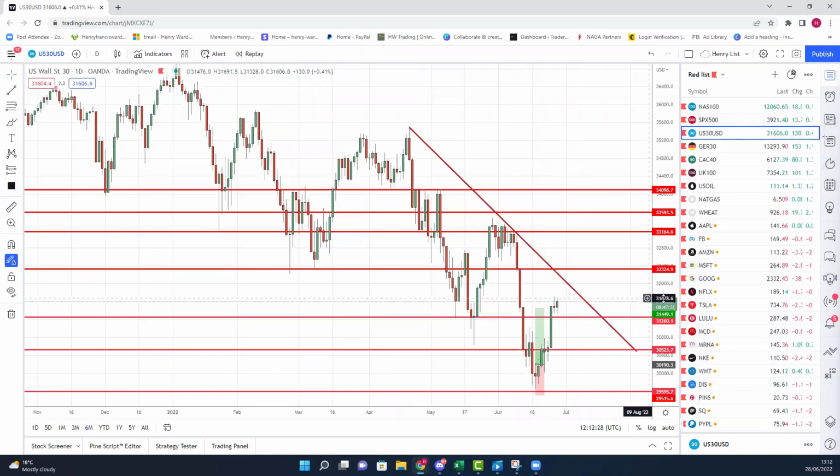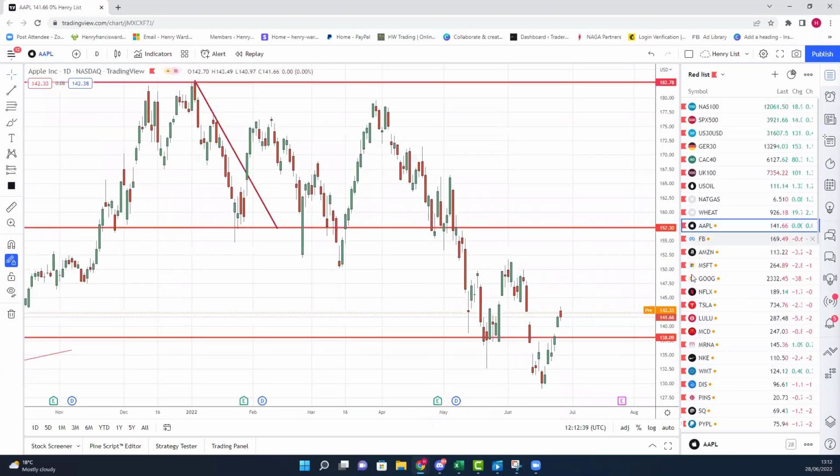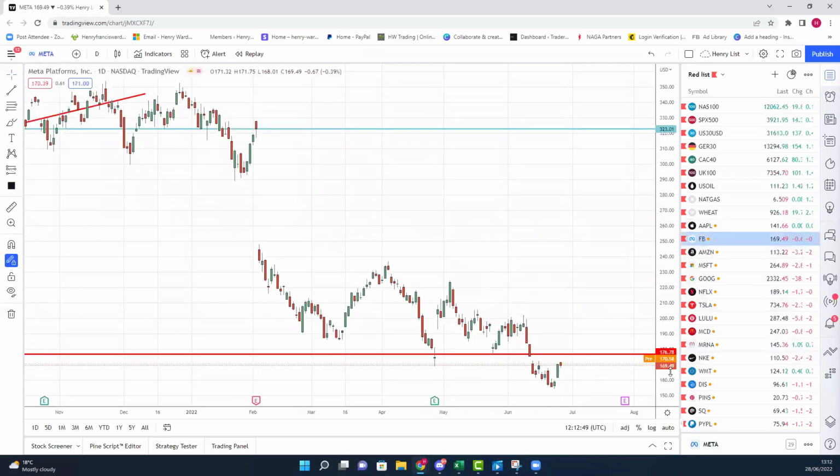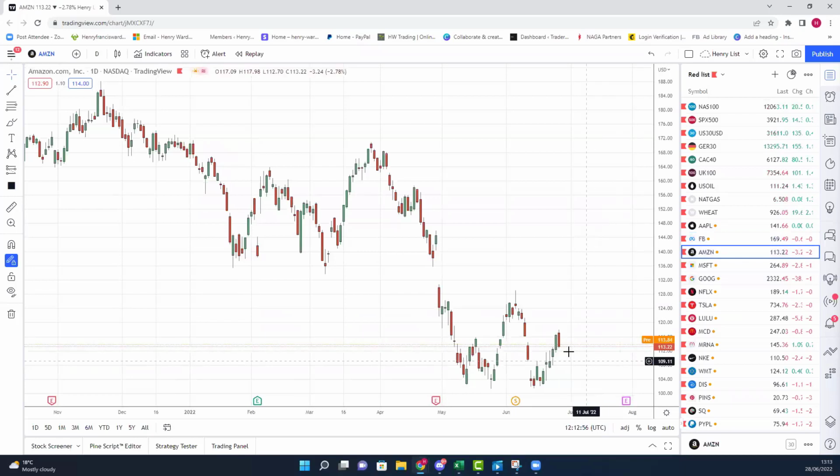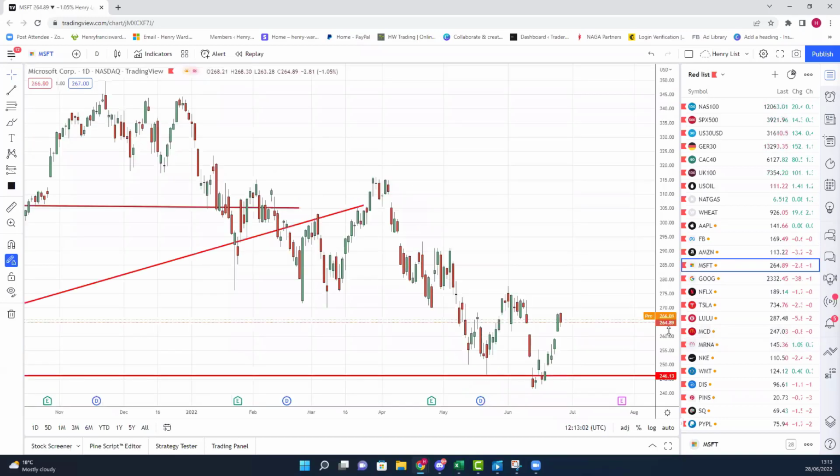Now, what we could do here is have a quick look at the top 5 or 6 market cap stocks and see what they're doing. If we look at Apple, Apple is slightly up on the pre-market. We had a selling day yesterday. Facebook, again, slightly up on the pre-market. Amazon, slightly up on the pre-market. Microsoft, slightly up again.